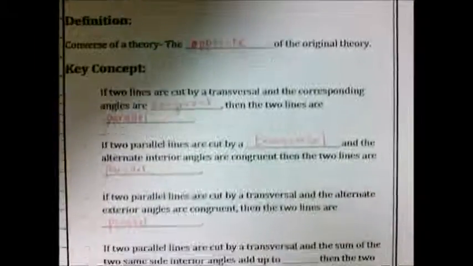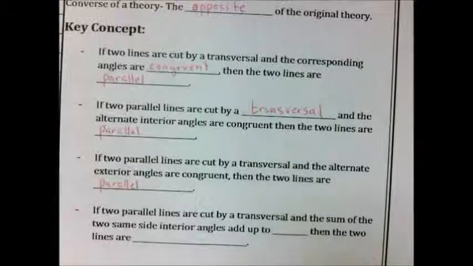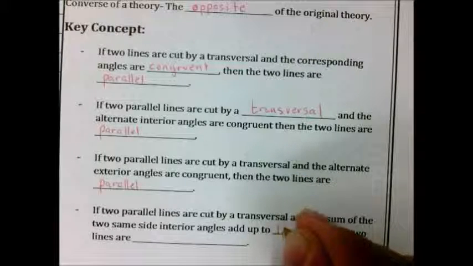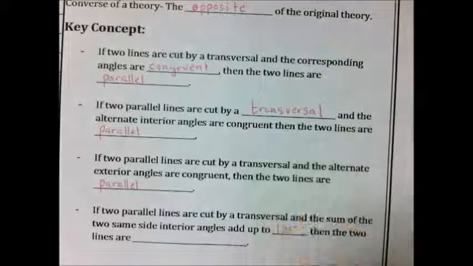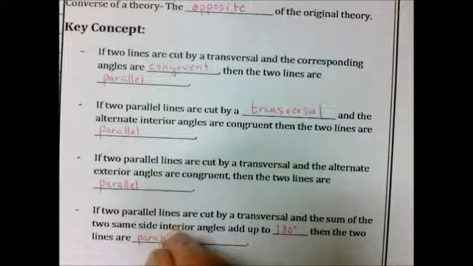I'm going to slide down just a little bit real quick. And the last one, if we have two lines that are cut by a transversal and the sum of those two same side interior angles add up to 180 degrees, then the two lines have to be parallel.